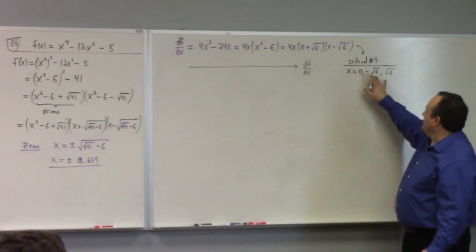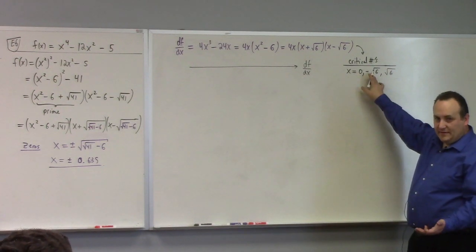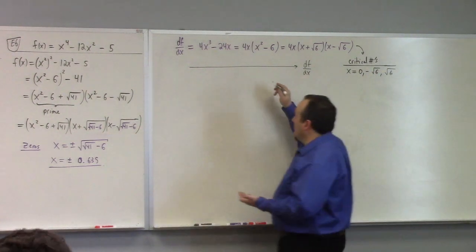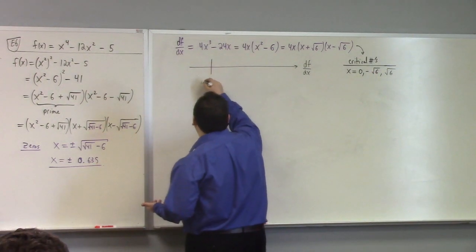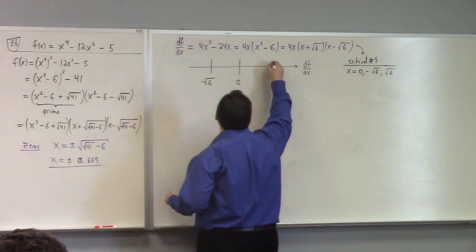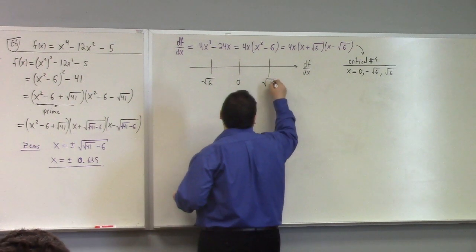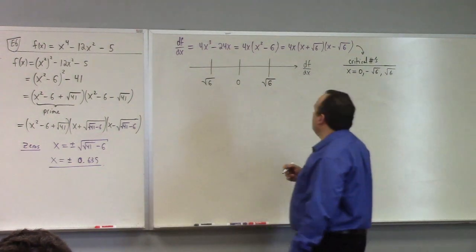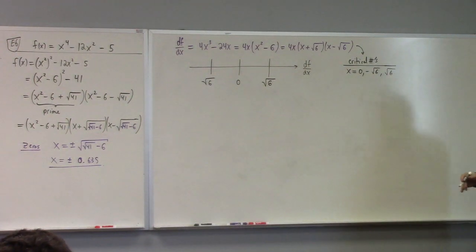Let's see here. So 0. The point is, I should put minus root 6 first, right? That's the one that comes first as we're going along the number line. It's important that you put them in the order that they actually appear on the number line. Otherwise, you will get really, really confused. I speak from personal experience. So there's the numbers in order.